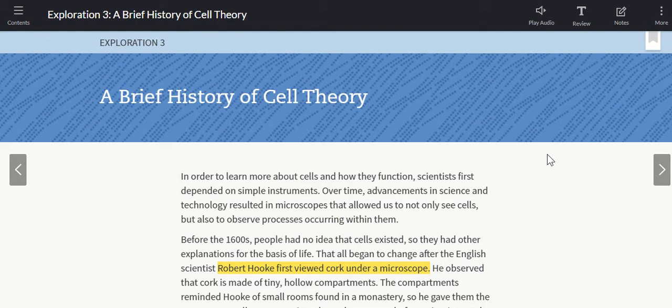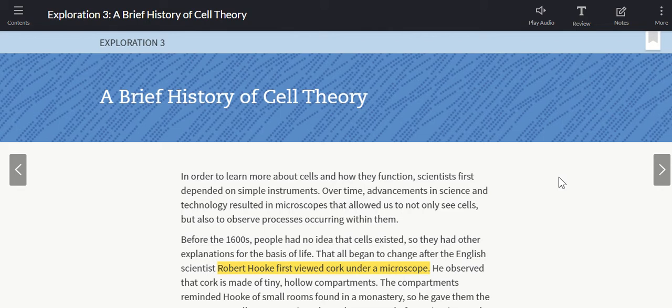When we talk about cells, it's important to understand that cells are a relatively recent discovery in terms of what we understand about the way things work. Up until the 1600s, there really wasn't the technology that existed that allowed us to be able to see cells, let alone learn anything about them.